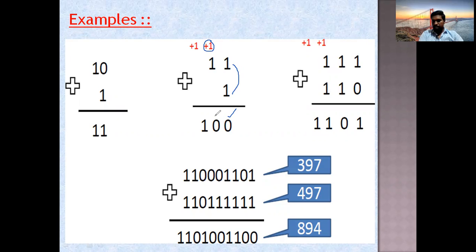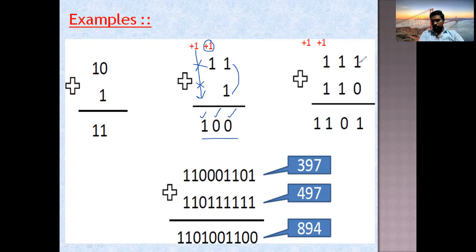Again 1 plus 1, you will get 0. Again you will get carry. So add that carry to this bit. In this column, you won't find any bits here. So directly take that carry into the answer. Because here no bit is there, take it directly into the answer as 1. So you will get 100 when you add 1 1 plus 1.